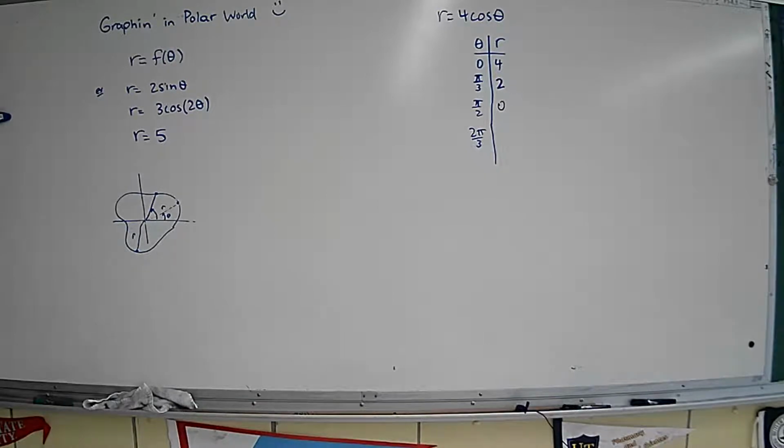What's r when theta is 2 pi over 3? That should be easy. I didn't mean for it to be a trick question. Was it a trick question? Why do you think it's 0?